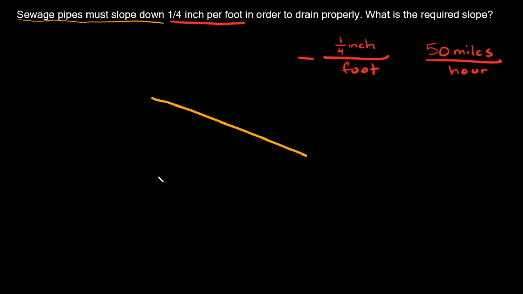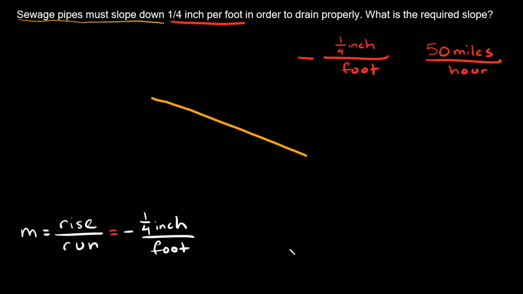So how can we take this rate and figure out what the slope of the pipe is? Well, if you remember the most basic definition of slope, the slope, m, where m means slope, is equal to the rise over the run. And we also know that our slope is equal to this rate up here, because it's sloping at negative 1/4 inch per foot. So let's bring that down. The slope is also equal to negative 1/4 inch per foot.